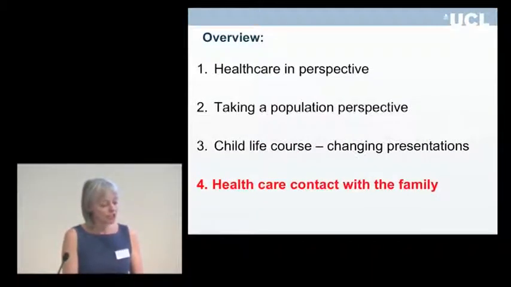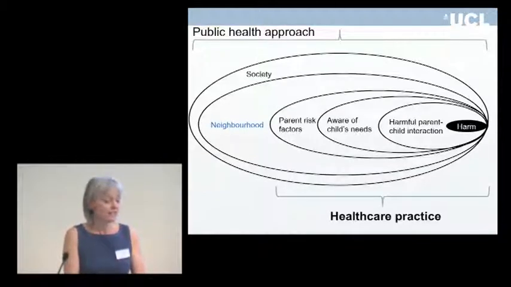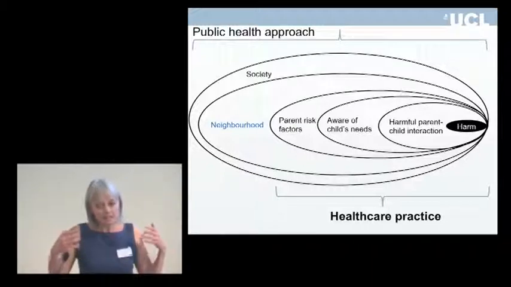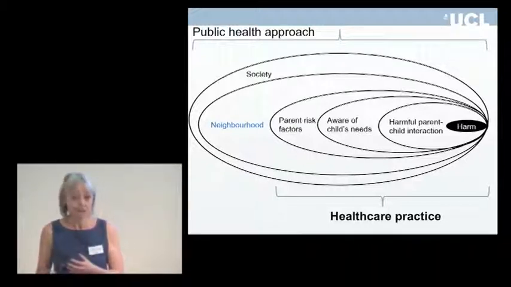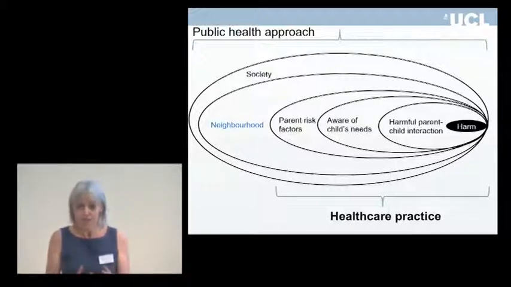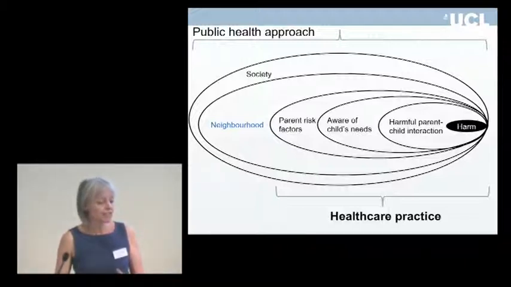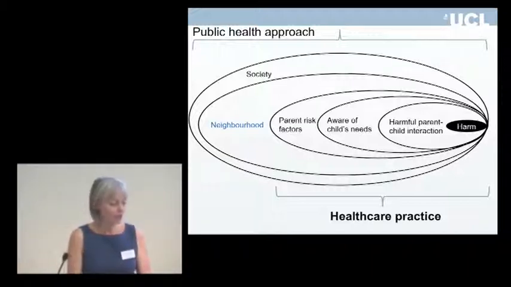So lastly, to finish off, what can we see about data on services for the family in healthcare? I find this diagram quite useful to just think about the spectrum that we're concerned with. We have harm at the other end, but that will be mediated through harmful parent-child interactions, which are obvious to many health services seeing children and parents together. They will see the issues of mentalisation, awareness of the child's needs, particularly in primary care, and the parent risk factors. So these are areas where healthcare practice can have some impact.